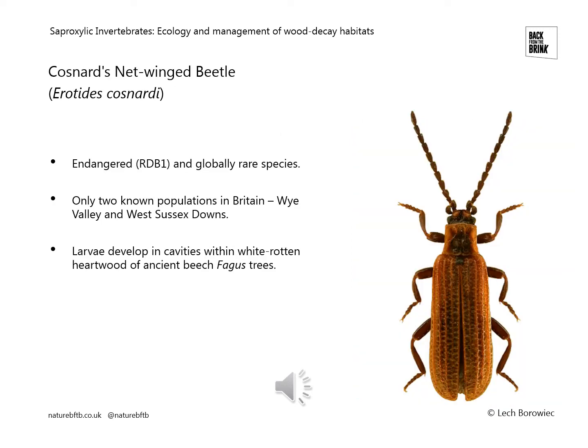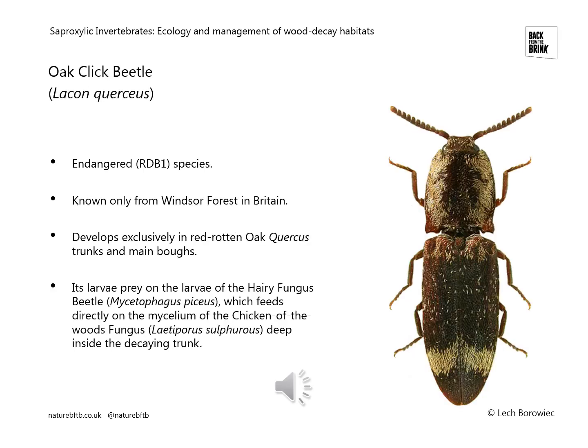And Cosnard's netwing beetle is one example of a species that's associated with heartwood decay. So this is an endangered species within Britain and is considered globally rare. Within Britain it is known from only two populations, one of which is in the Wye Valley and another on the West Sussex Downs. And the larvae of this species develop within cavities in white rotted heartwood of ancient beech trees. Another is the oak click beetle. So this is an endangered species known in Britain only from Windsor Forest, and it develops exclusively in the trunks and main boughs of oak trees that are infested with red rot.